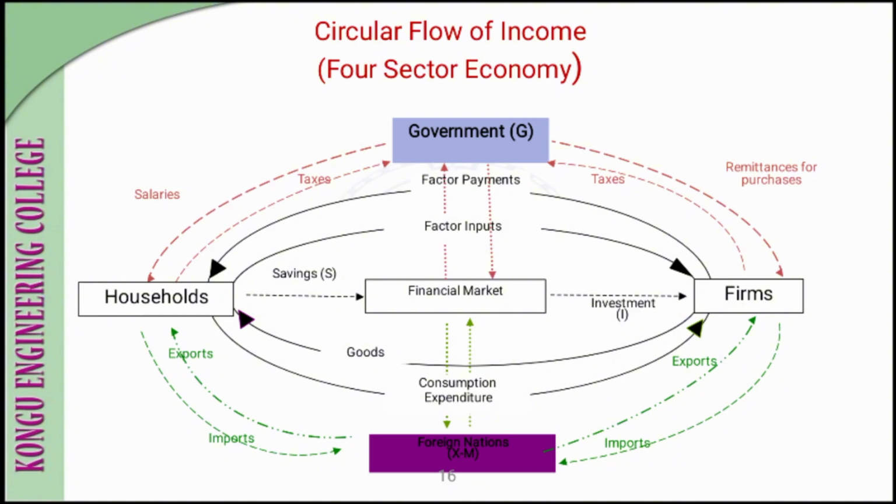So already you have the two sector economy, firms, financial market, and households. We can add the government. Government income comes from taxes, earmarked to the government, from households and firms, and then the government spends on salaries to the households. Also there are remittances for purchases. The government purchases some goods and services from any industry and gives them to the households. And also we have the foreign nation, X minus M, we have imports and exports.